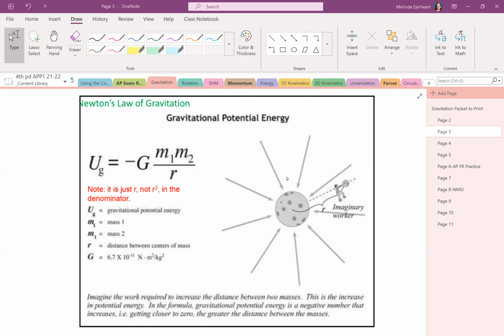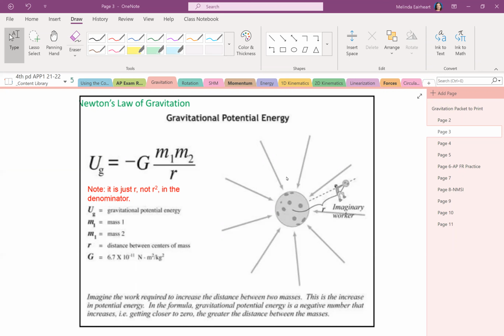So, notice it's gravitational potential energy. Back in the old days, like, you know, January, it was mgh, and the higher you raised an object, the greater the potential energy. Yes? Well, that's not going to be true. The equation mgh is not going to work for objects that go far, far, far away.